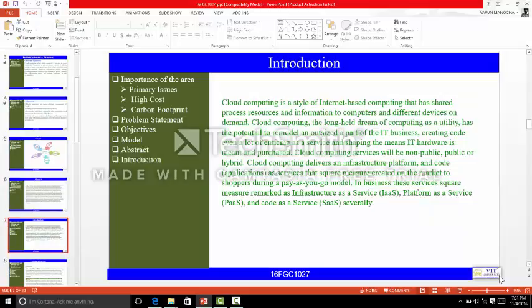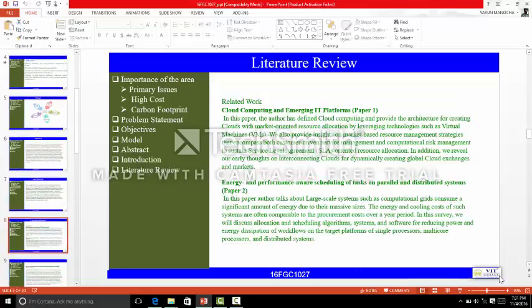Now let's see the introduction. Cloud computing is a style of internet-based computing that has shared process, resource, and information to computers and different devices on demand. Cloud computing, the long-held dream of computing as a utility, has the potential to remodel and outsize a part of the IT business, creating code, even a lot of insight, enticing as a service, and shaping the way IT hardware is designed and purchased. In business, these services are referred to as infrastructure as a service, platform as a service, and code as a service.